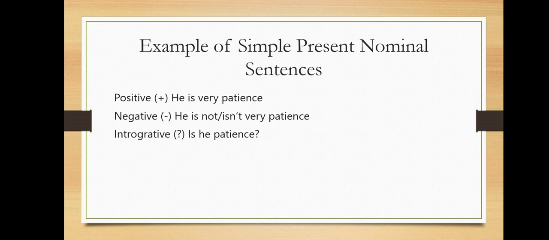example of simple present nominal sentence. Positive: he is very patient. Negative: he is not, or isn't, very patient. Interrogative: is he patient?